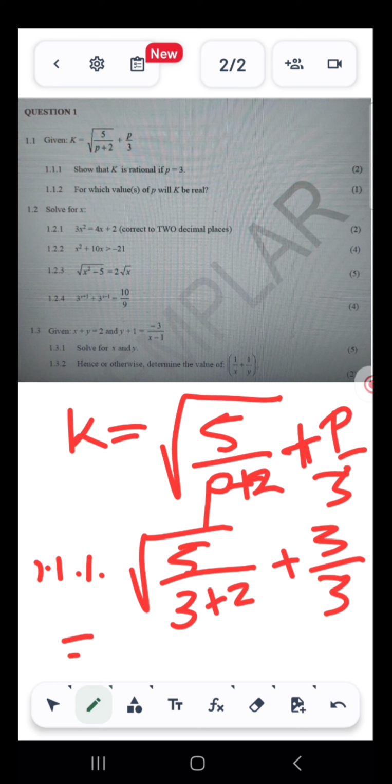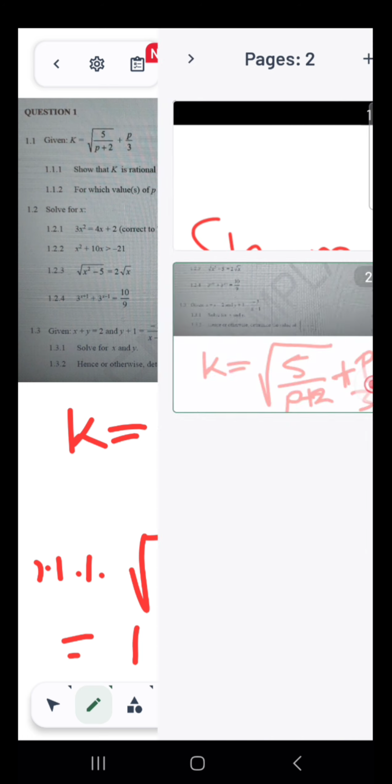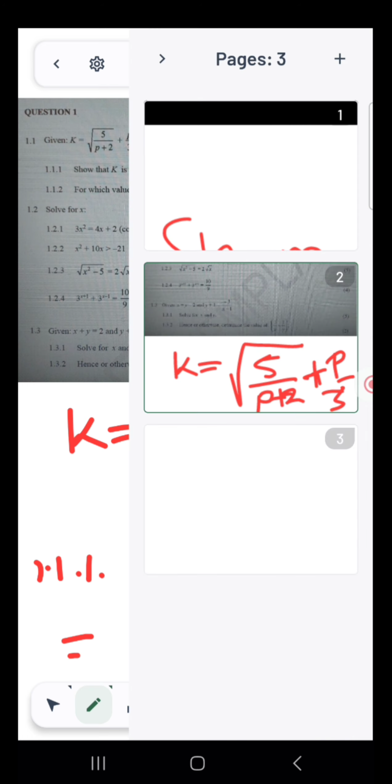And then 3 plus 2 is 5. 5 divided by 5 is 1. Square root of 1 is 1. Plus 3 divided by 3 is 1. Meaning our k is therefore equal to 2. So we have shown 2 is a rational number. So we've shown for p equal to 3, the answer will be rational. And then we move on to the next question.